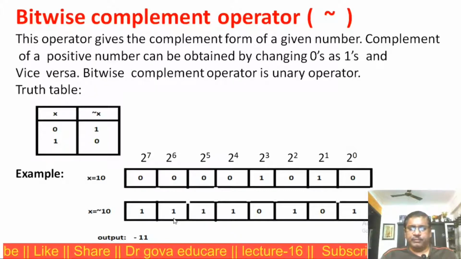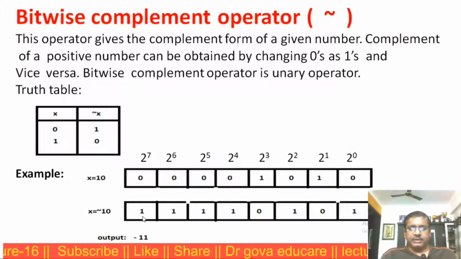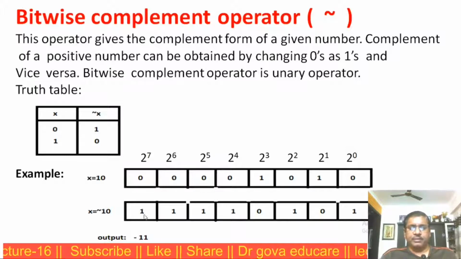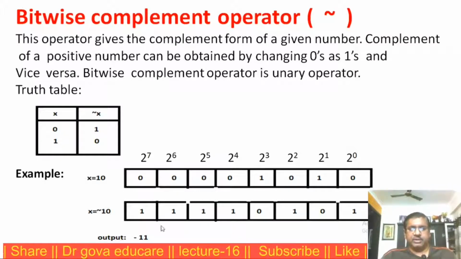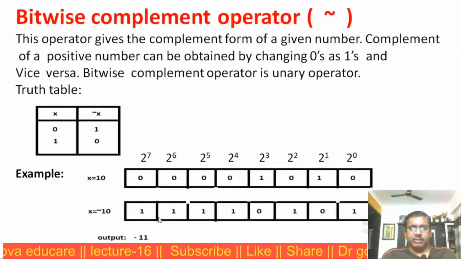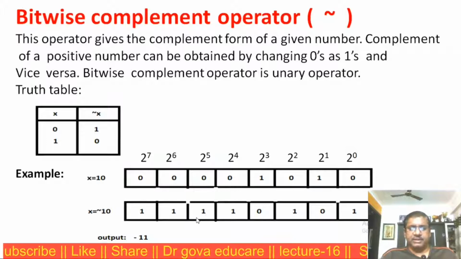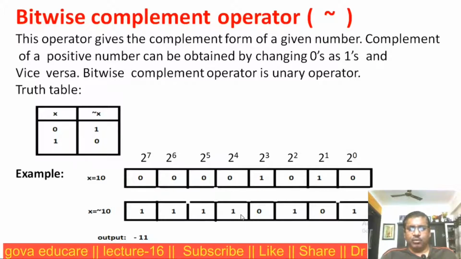Now observe this. The leftmost bit is 1. That is, the MSB bit is 1. This number represents a negative integer. All the negative numbers are stored in the form of 2's complement. Now to get the original of this number, take the complement of this complement. Now this is the 2's complement. The 2's complement of this number is the original number.